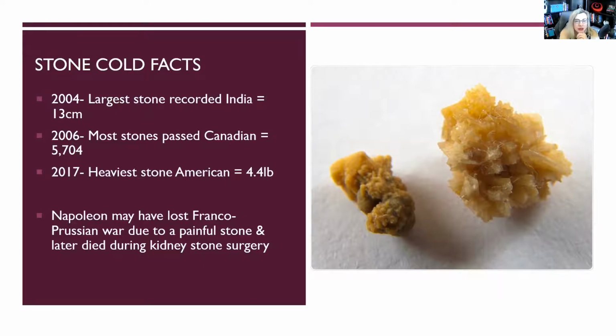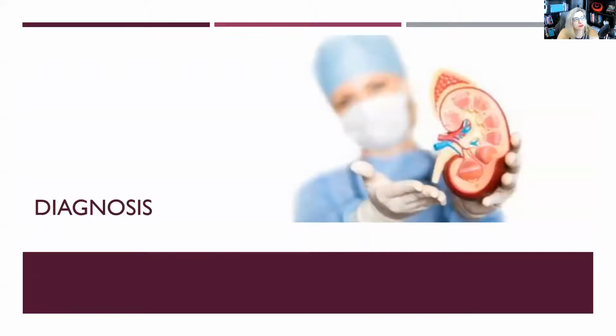Napoleon, like not Napoleon Dynamite, but the actual dude from France, we think he actually lost the Franco-Prussian War, which was one of his biggest defeats in his career, due to a painful kidney stone where he couldn't think very well during several key battles. And he died later during a kidney stone surgery. So we think he was plagued with a lot of kidney stones. So fun fact, kidney stones play a big role in history.